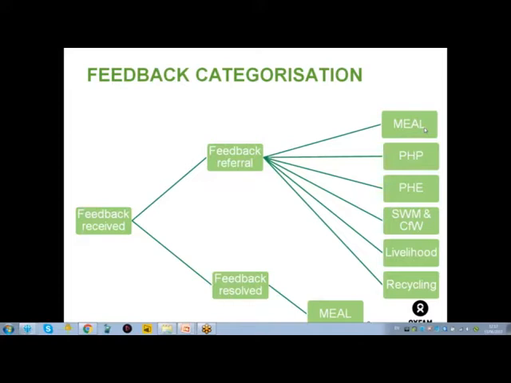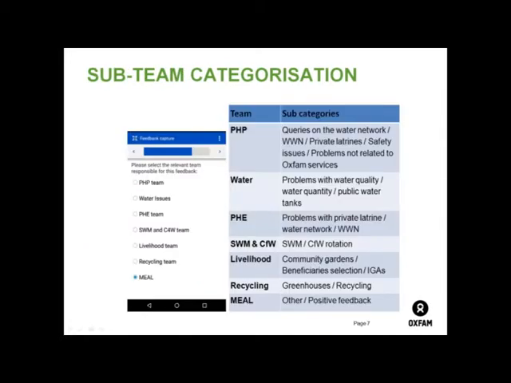Then we split into kind of sub teams. So we have subcategories. Actually on the left is how it looks on Comcare. When you're actually collecting the feedback, it's just an open text box. So you literally are typing in not everything that someone's saying, because we don't need an essay, but keeping it as succinct whilst not kind of changing the tone or the way that it's being said.